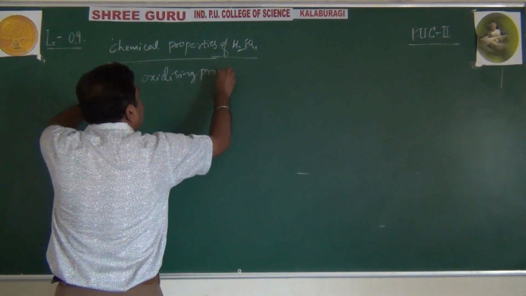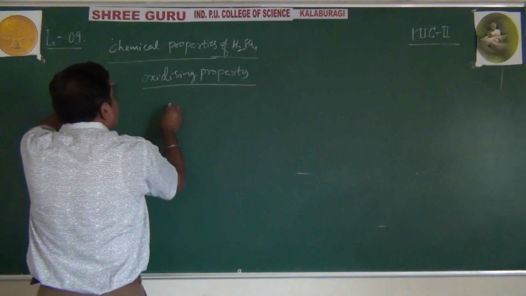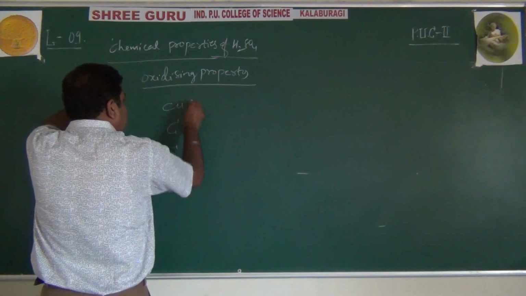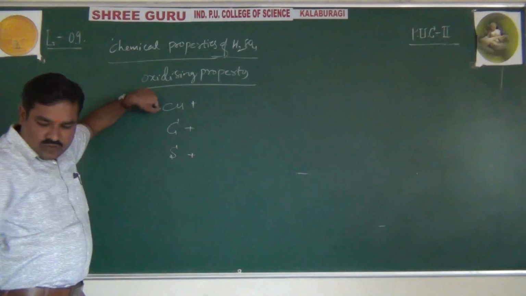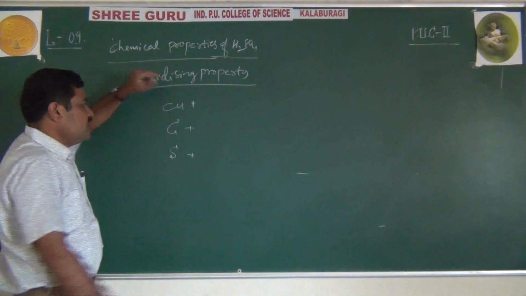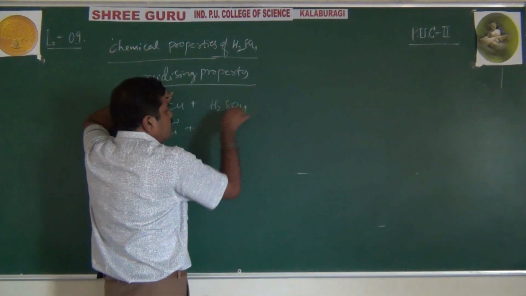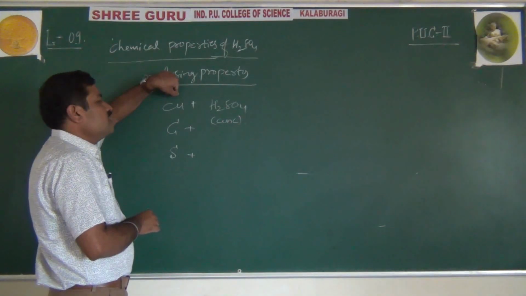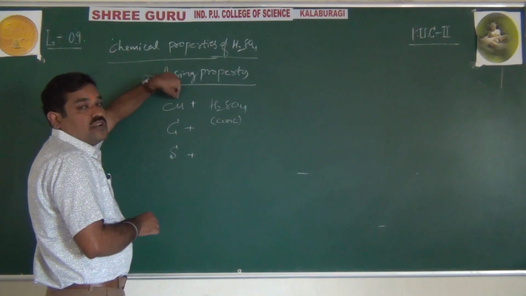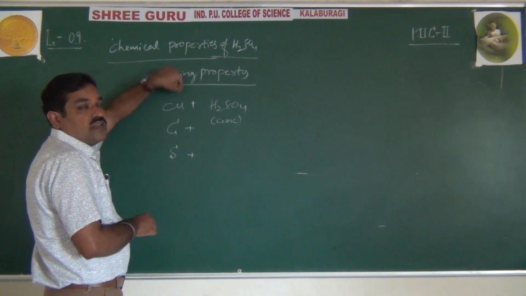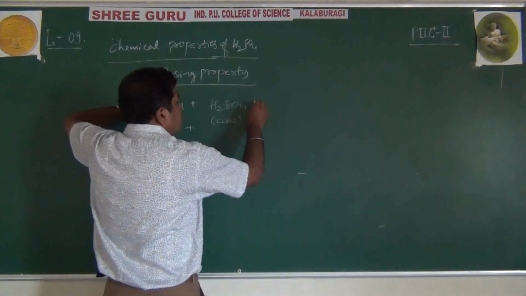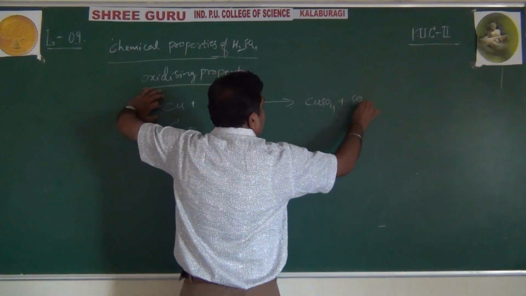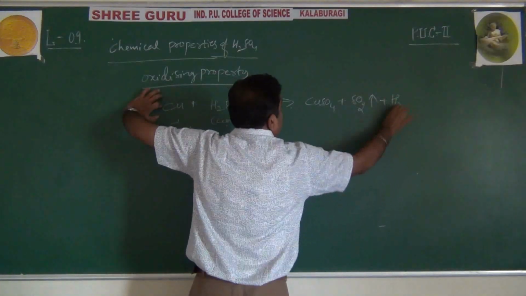Oxidizing property of sulfuric acid. What are those? First one, copper, carbon, sulfur: a metal and two non-metals, and we can write even more than that. This is with concentrated sulfuric acid, not diluted. With the diluted acid, they will produce hydrogen, but with the concentrated acid, it will produce SO2. That's the difference. Sulfur dioxide gas and water. So a metal dissolves in concentrated sulfuric acid to form copper sulfate, sulfur dioxide, and water.